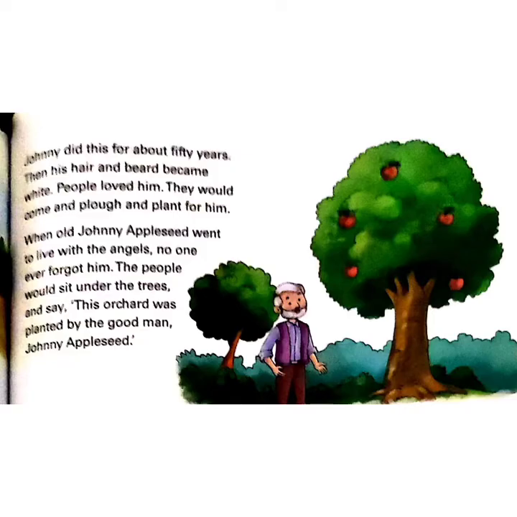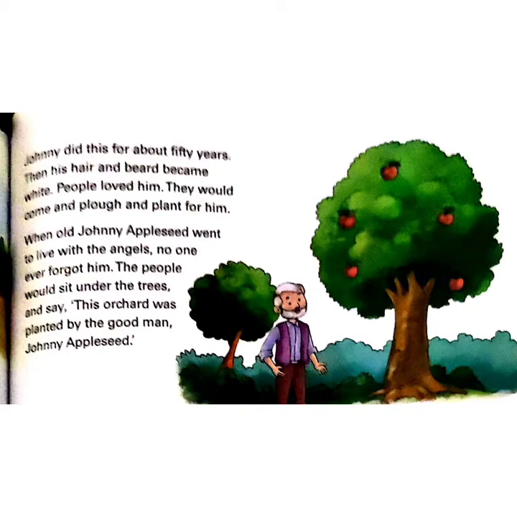Johnny did this for about 50 years. Then his hair and beard became white. People loved him. They would come and plow and plant for him. So Johnny was doing this work for 50 years. Now he became old. His hair and beard become white. So people used to love him very much. So they used to come and plow his field and plant for him.